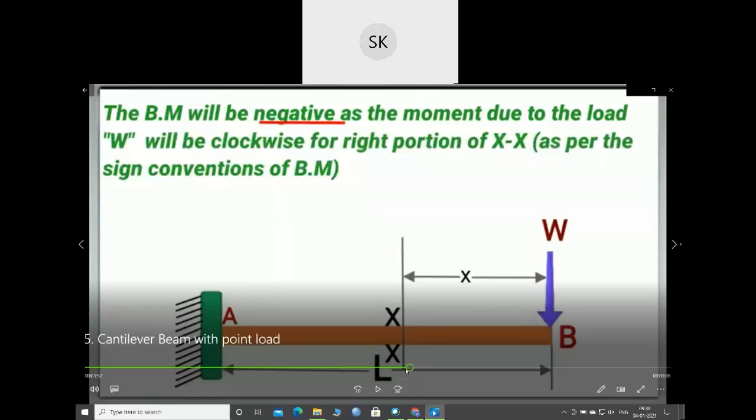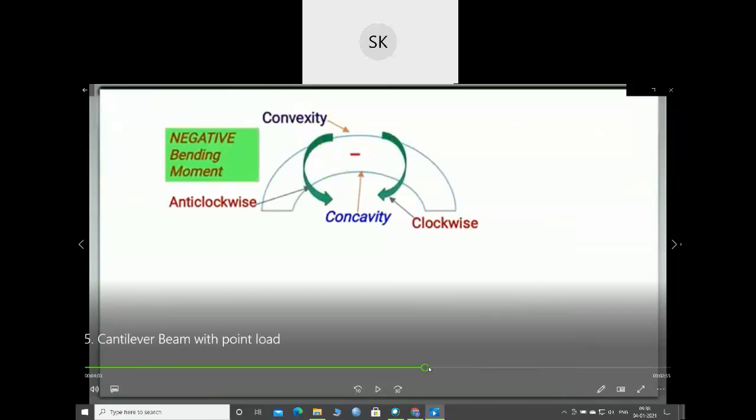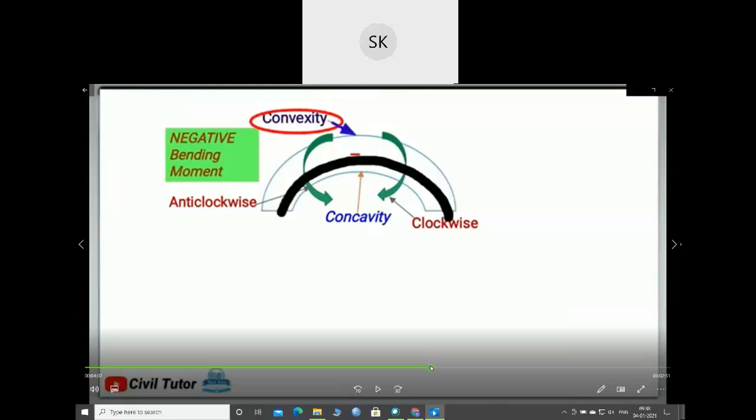So the bending moment will be negative as the moment due to W will be clockwise for the right portion of X. The sign convention they have considered is clockwise as negative, so it will have a negative bending moment.